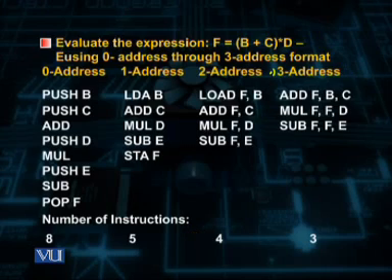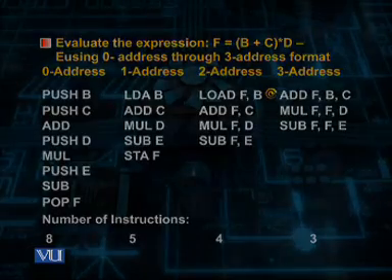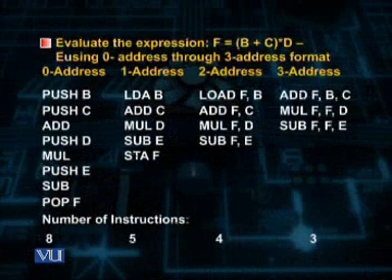In the 3 address word format, we need only 3 instructions in order to execute this expression. As you can see from here, the first instruction is the ADD instruction followed by the 3 addresses. In this case, F is the destination address, and B and C are the 2 source operands. So the first ADD instruction adds the contents of B and C and stores the result in F.